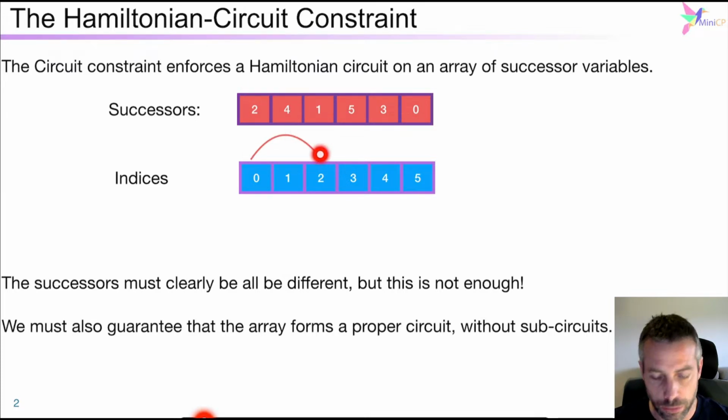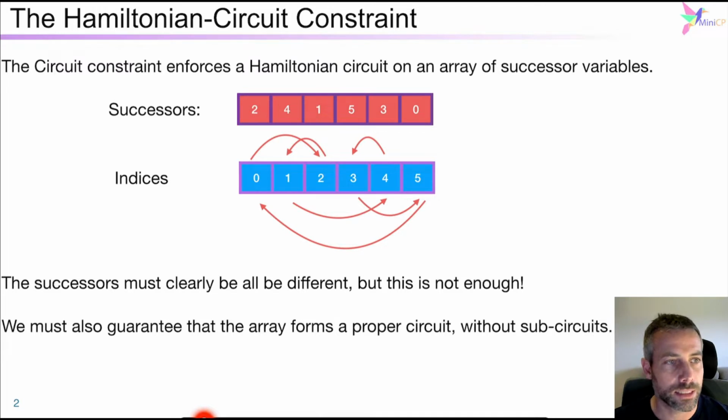After the city at number 2, what we need to visit is the one at index 1, so we go there. After city 1, we move to the city at position 4, which is this one. After the one in position 4, we go to the city at index 3, which is this one. After the city at index 3, we go to the city at index 5, and then we close the circuit and come back to the city at index 0.